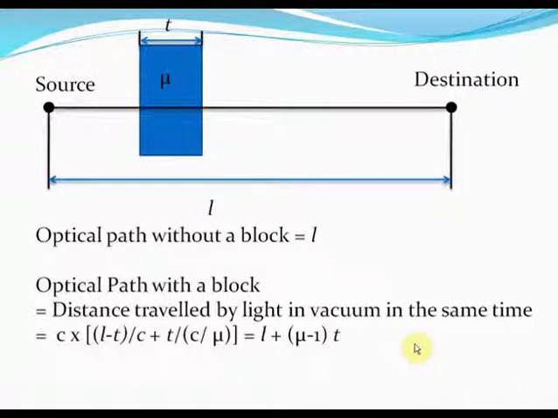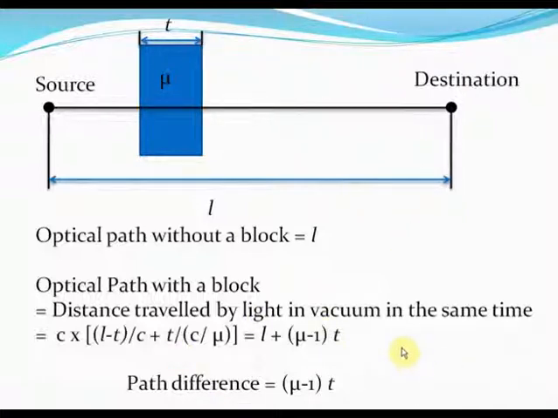The core concept here is that the optical path represents the equivalent distance traveled by light in vacuum in the same time that it is traveling from source to destination in our problem. So the equivalent path in vacuum is L plus (mu minus 1) into T. Understood? So the difference in the optical path when a block is placed and when a block is not placed gives us the path difference, or the optical path difference. As you can see, the optical path difference caused by a block of refractive index mu is (mu minus 1) into T.